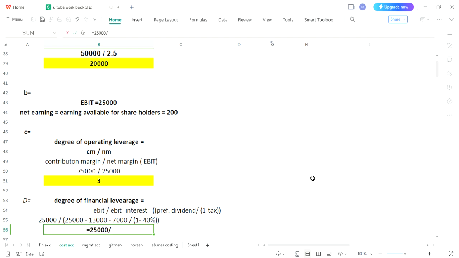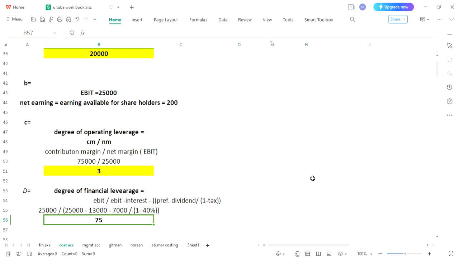25,000 divided by bracket start again 25,000, subtract amount of interest 13,000, subtract amount of preferred dividend, which is 7,000, but divide it with 1 minus 40%, meaning 40 divided by 100, which means 0.4. So in this way your statement would be completed. Let me check the brackets. 3 opening and there should be 3 closing. So I'm very hopeful that brackets are according to requirements.